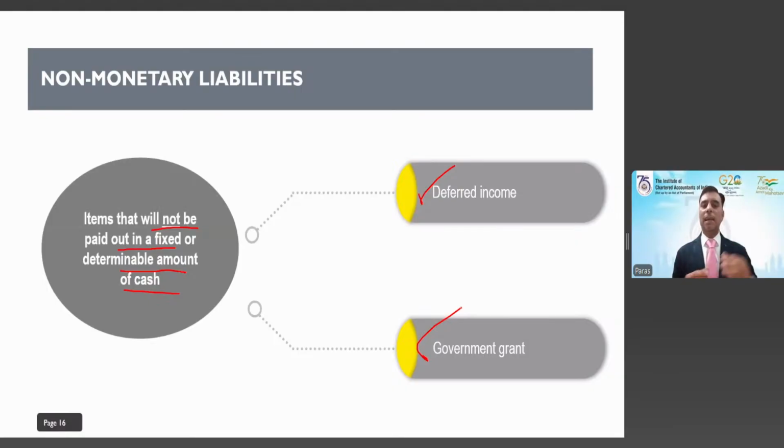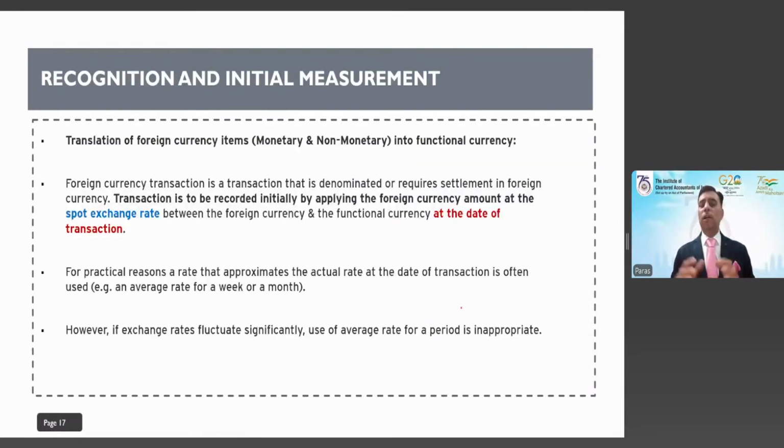So in a nutshell, we can say all those items where we are going to either receive cash or pay cash in a fixed amount or in a determinable amount, those are examples of monetary items. And where we are not going to receive or pay a fixed amount of cash or determinable amount of cash, then we can say these are examples of non-monetary items. Now we need to account for monetary items and non-monetary items as per the provisions of Ind AS 21. So we are going to discuss the recognition criteria on initial measurement. Now, let me clarify one thing: whether it is a monetary item or a non-monetary item, it doesn't matter on initial measurement, but it matters on subsequent measurement.